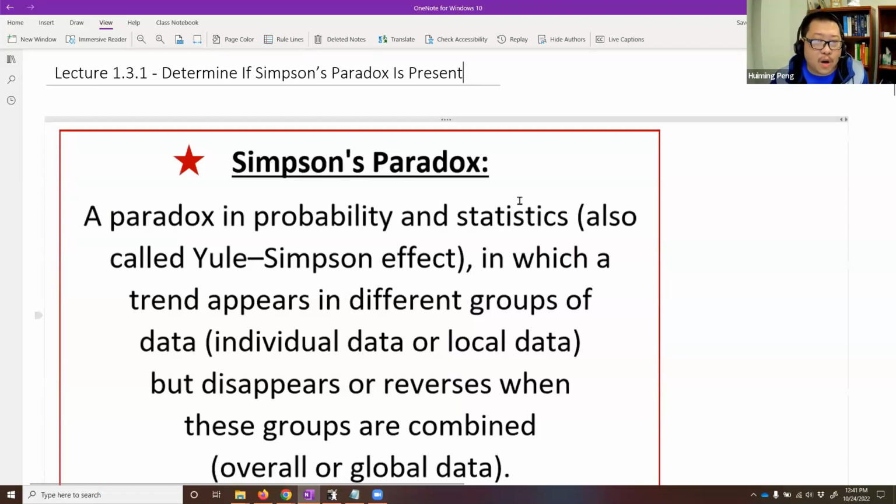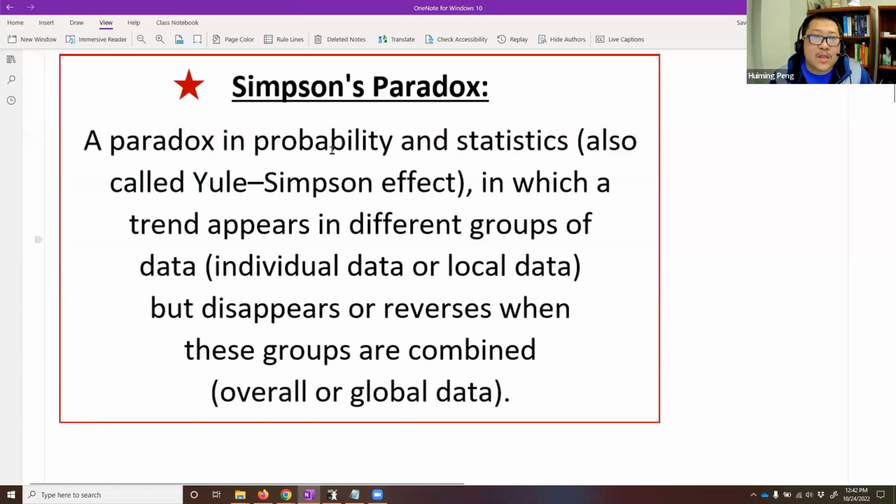So first, what is the paradox? Everyone knows what a paradox is, right? And we're talking about the math. We're talking about the quantitative, which means that we need to find a way to understand the results from data analysis. This paradox shows that if we did the analysis wrong, we will find a wrong answer, a wrong explanation, or a wrong conclusion.